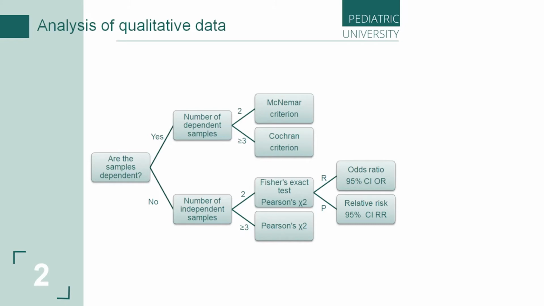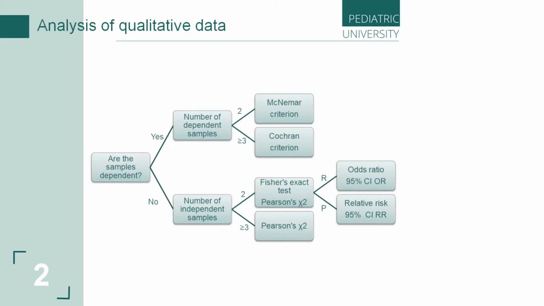It depends on what type of study we have. If our study is retrospective, such as a case control study, which we mentioned in our last lectures, then we calculate the odds ratio. But if our study is prospective, such as a cohort study, then we should calculate the relative risk. In our course, we will only talk about the case when the samples are independent, which is at the bottom of the chart. So let's continue.